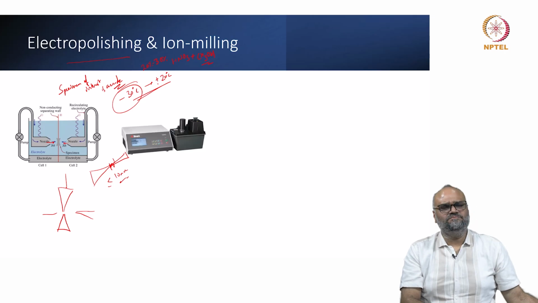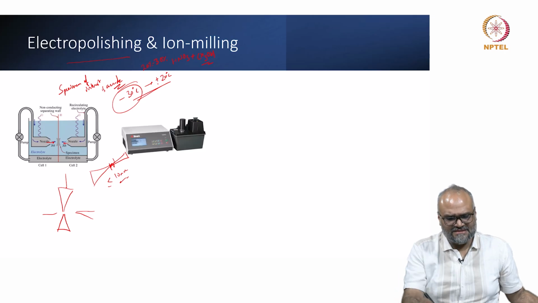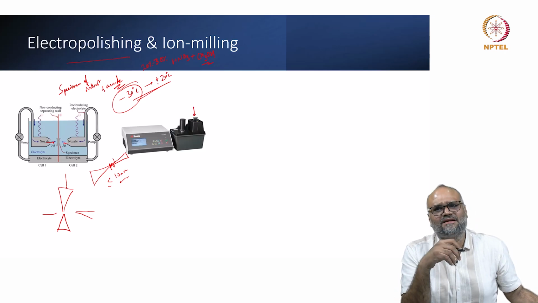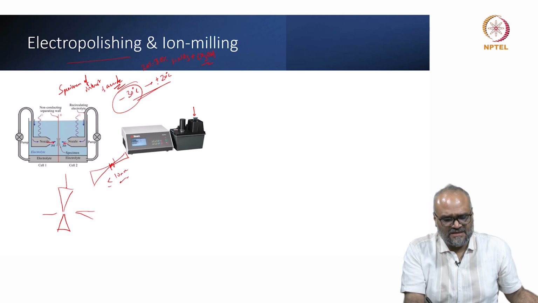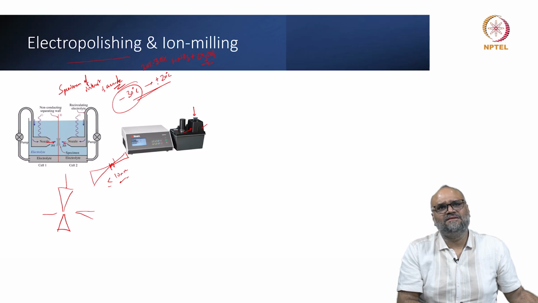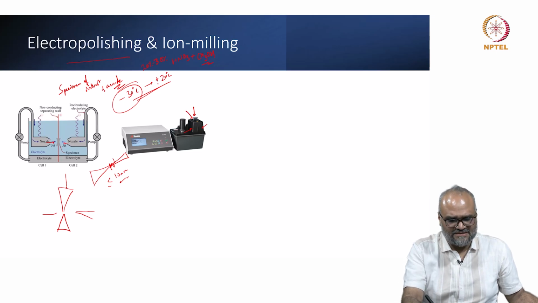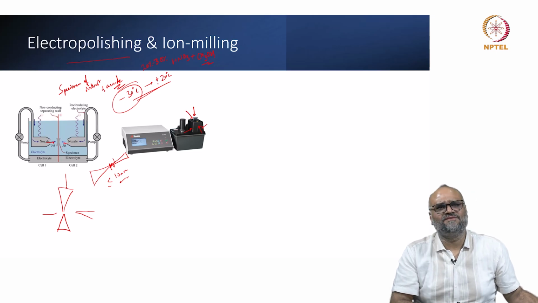So a typical electropolishing setup looks like this. Here is where the cartridge is, where you load the specimen, and this is made the anode, and you have two jets shooting from the sides which make the hole. In fact, the jet direction is like this in this figure.